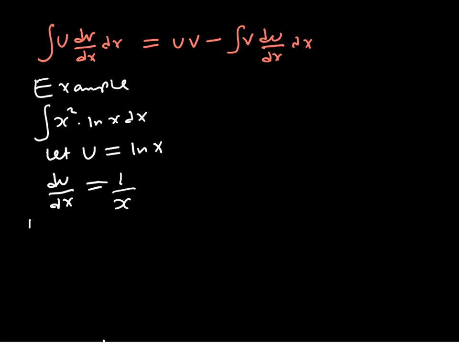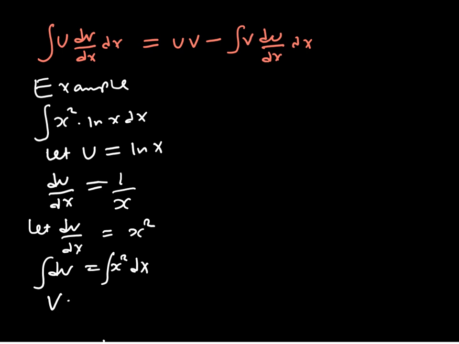Then also let dv by dx be equal to x squared. So dv is equal to x squared dx. Always, to find v, we shall need to integrate. v is equal to x cubed over 3. Don't add a constant of integration because we are still moving on with this integral. So now let's integrate. Let's feed in the function.